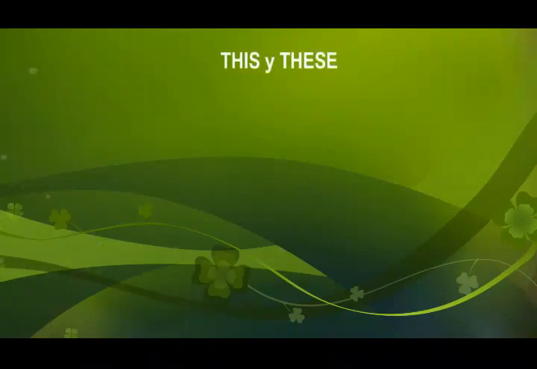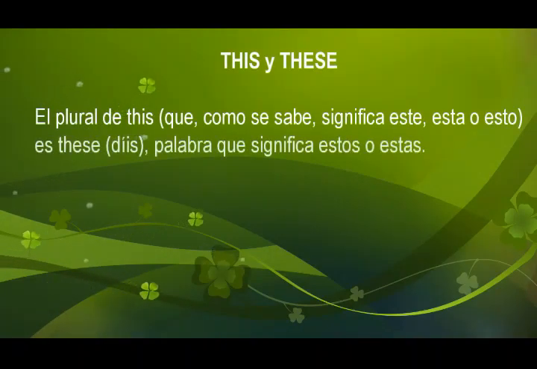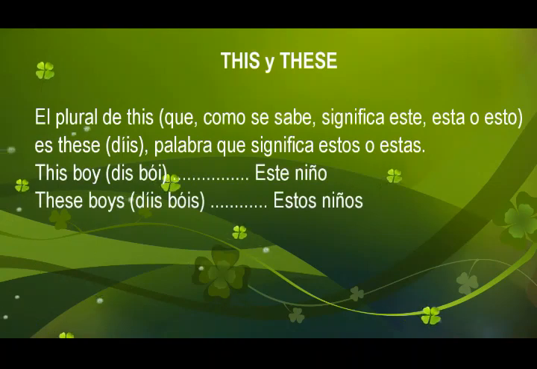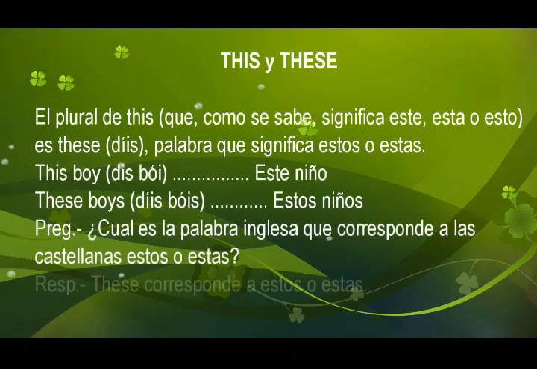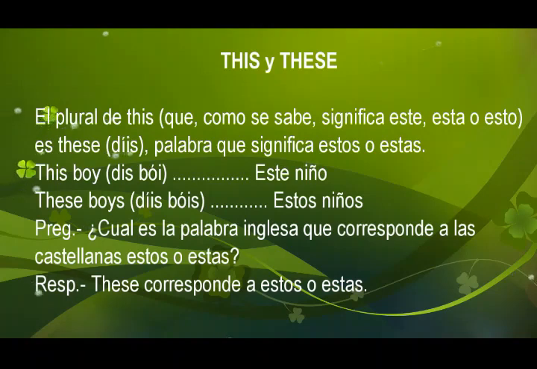This and these. El plural de this, que, como se sabe, significa este, esta o esto, es these, palabra que significa estos o estas. This boy. Este niño. These boys. Estos niños.